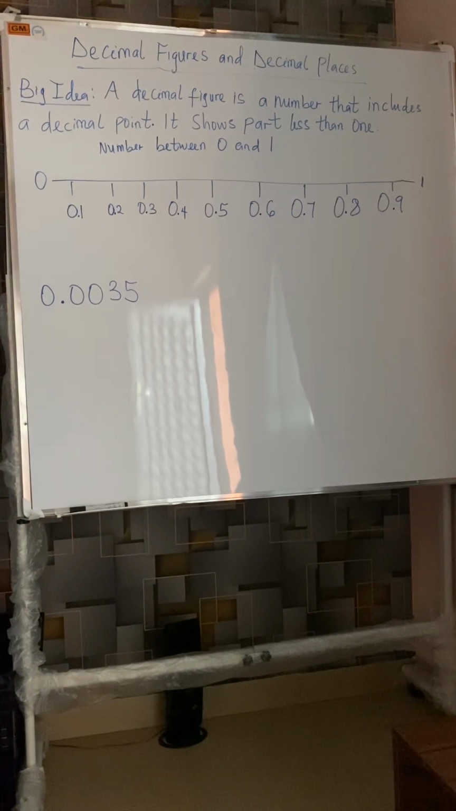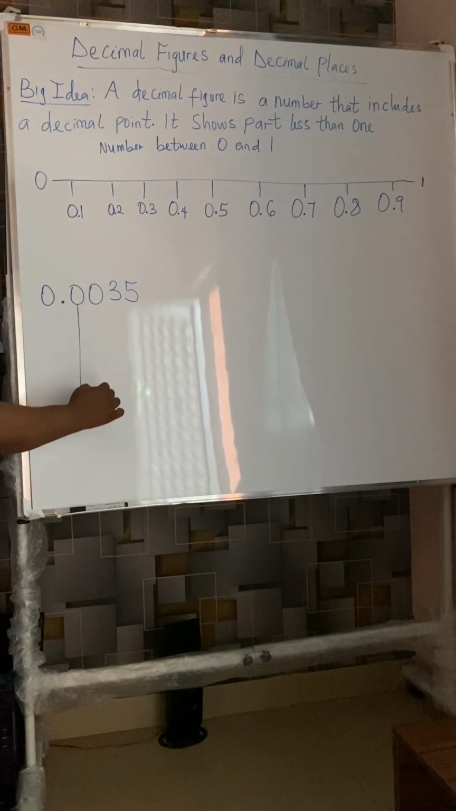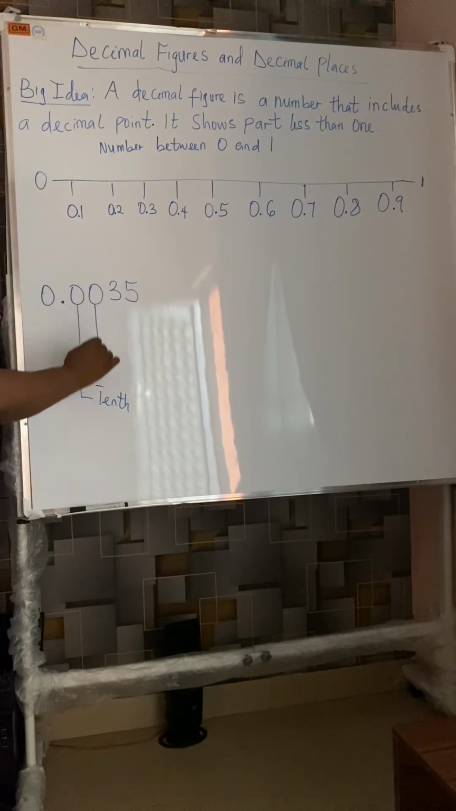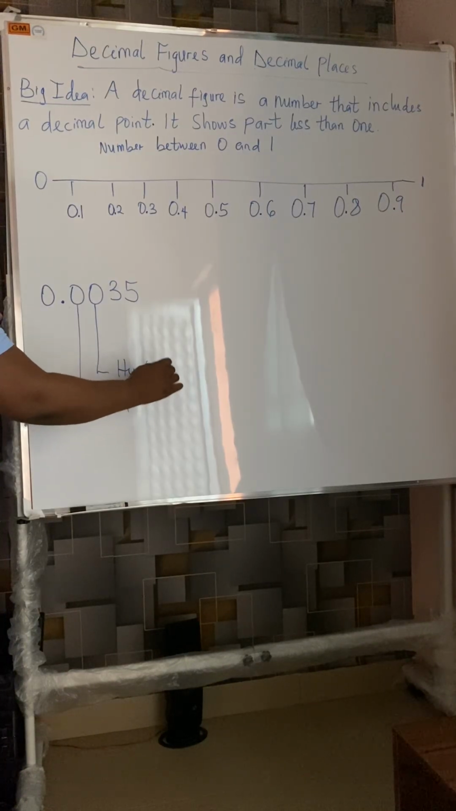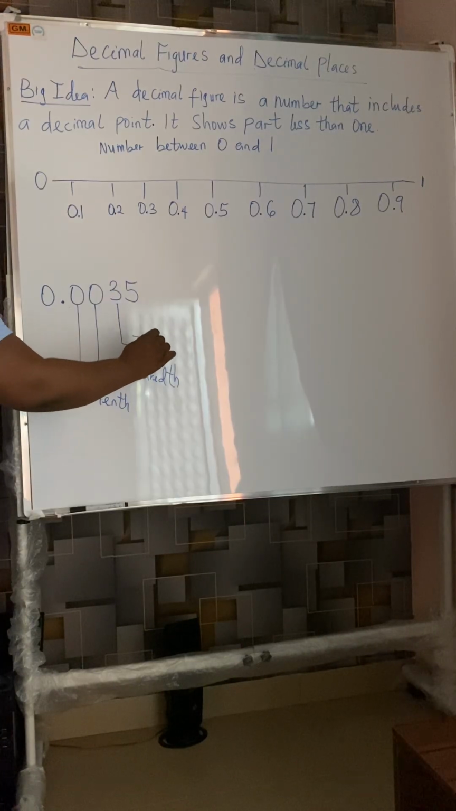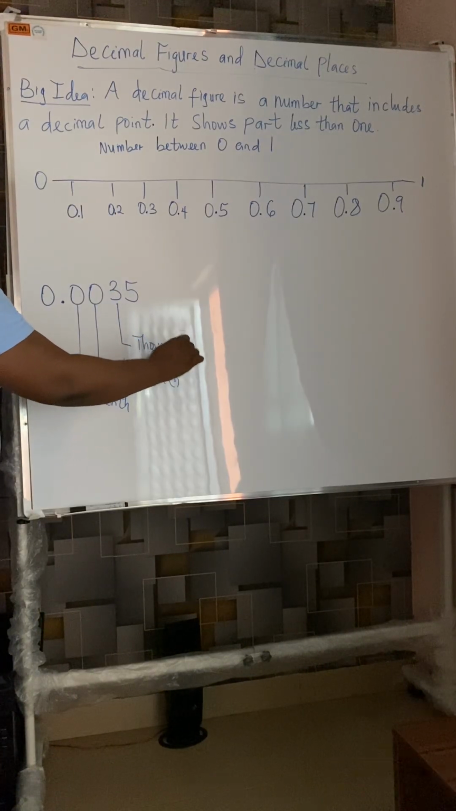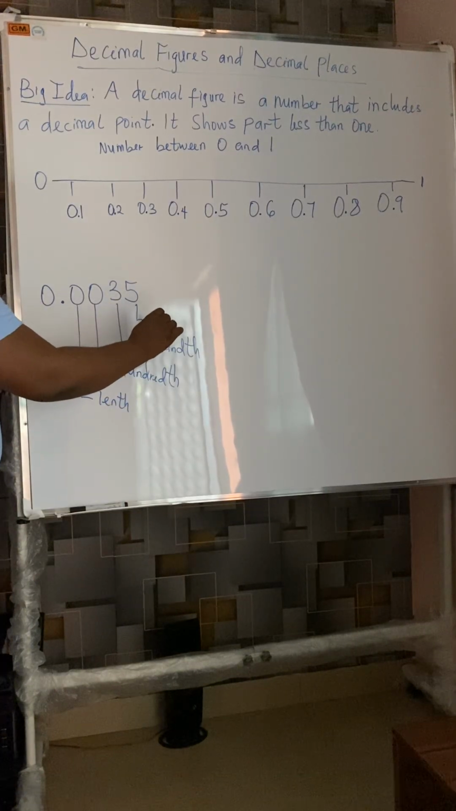Decimal places. The first decimal place begins with the first position after the decimal point. So this is the 10th, second position, 100th, third position, 1000th, and this is the 10,000th.